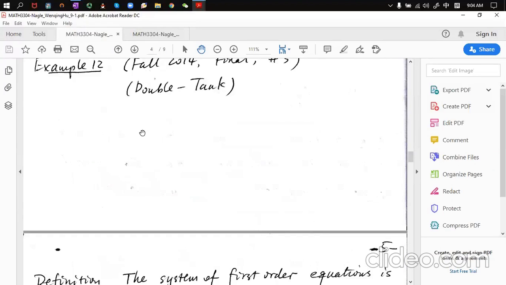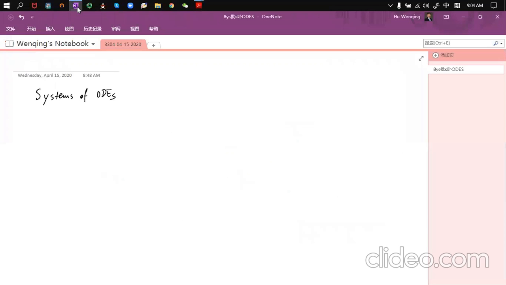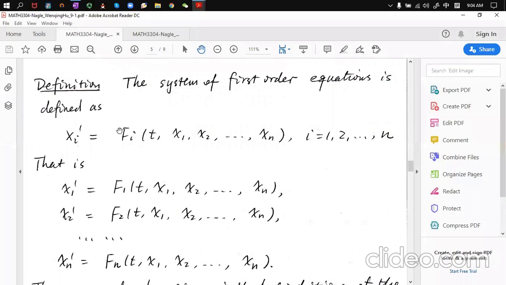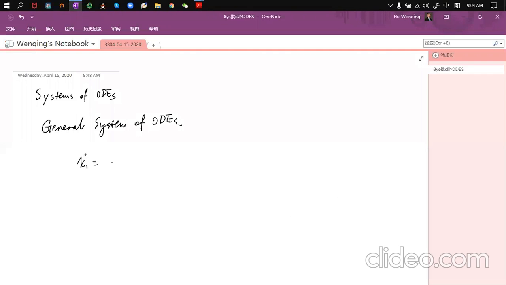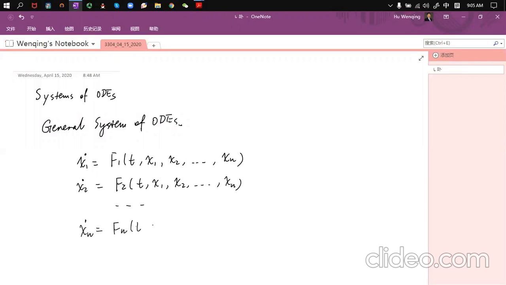Now, what does the general system of equations look like? A general system of ODEs, as shown here, has the form x1 dot is equal to f1 of t, x1, x2, up to xn, and x2 dot is equal to f2 of t, x1, x2, up to xn, and so on until xn dot is equal to fn of t, x1, x2, up to xn. That's a first order system of ODEs.